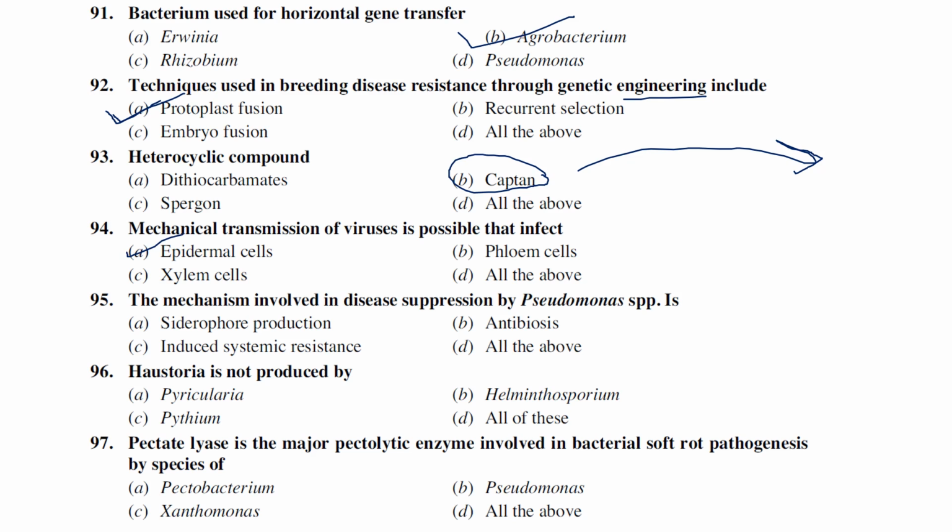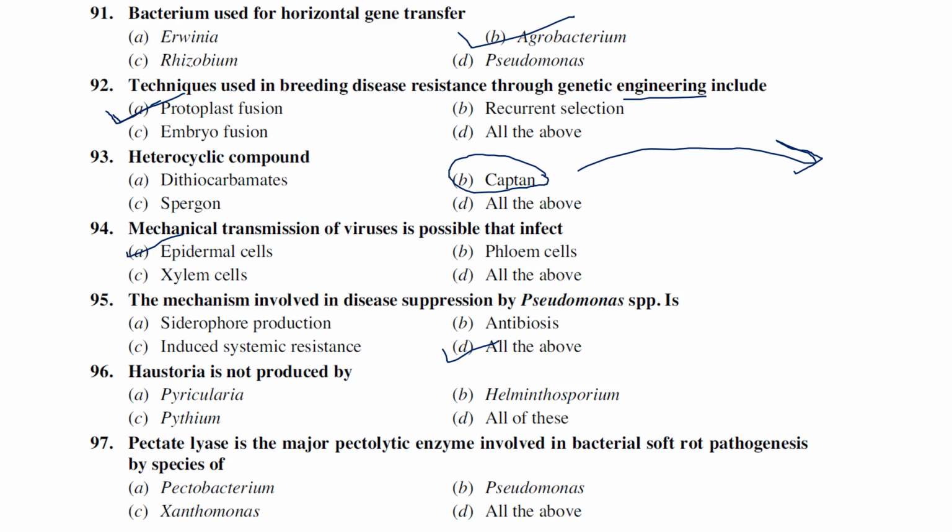The mechanism involved in disease suppression of Pseudomonas species: SRF production, antibiotic, induced systemic resistance, all the above. It is supposed to be all the above because it produces all kinds of things. Antibiotics, it can help in activating induced systemic resistance, and it will also produce SRF. So the answer is all the above.